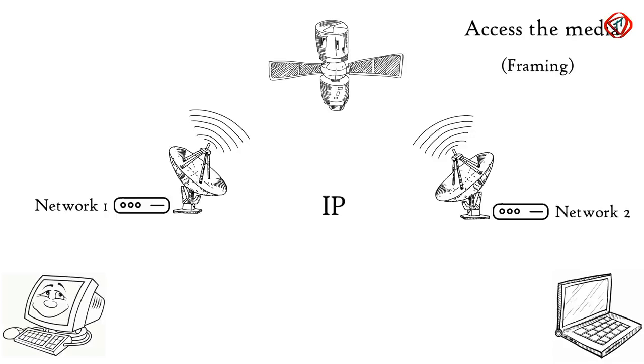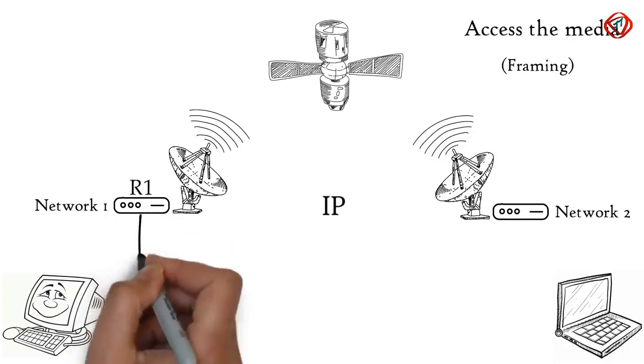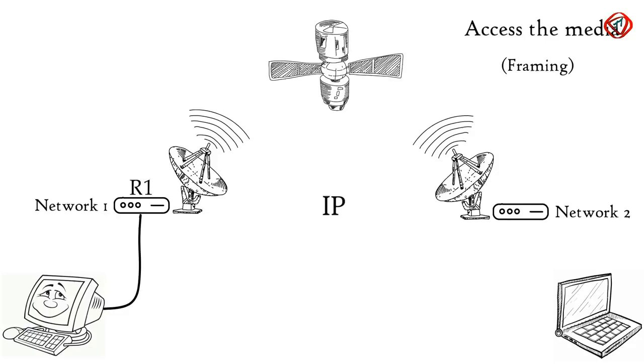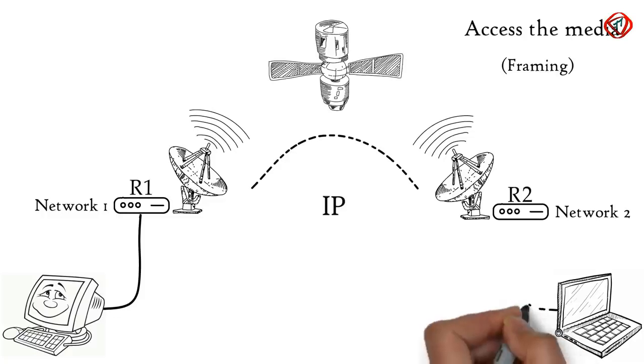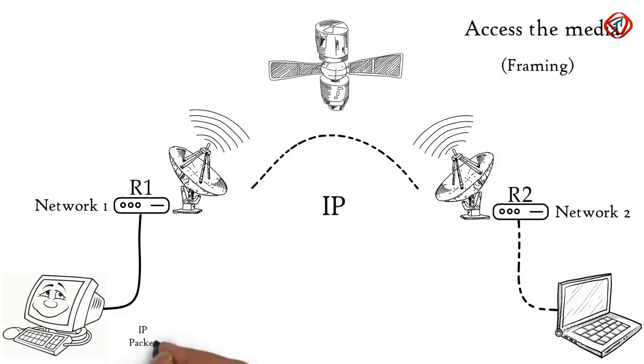In this example, desktop is connected to router R1 via an Ethernet cable. Router R1 and R2 are connected via a satellite link, and laptop is connected to router R2 via a wireless link. Now, desktop wants to send some data to laptop. Based on the medium used to connect desktop and router R1, data link layer adds some data in the head and tail of IP packet and converts it to a frame, Ethernet frame in this case.